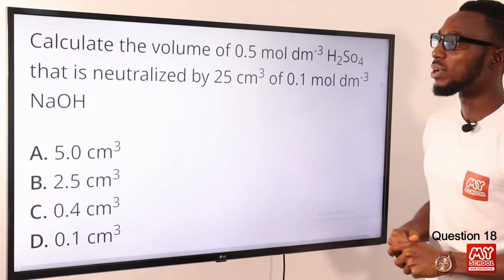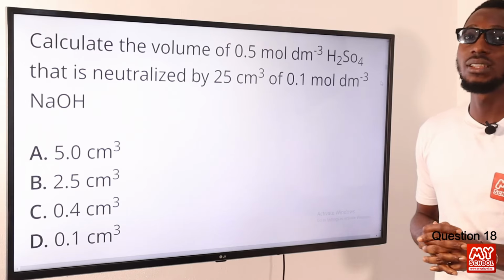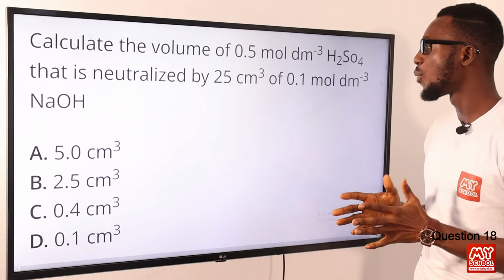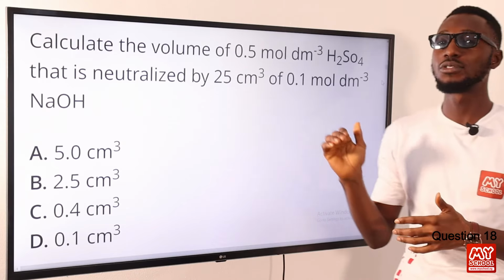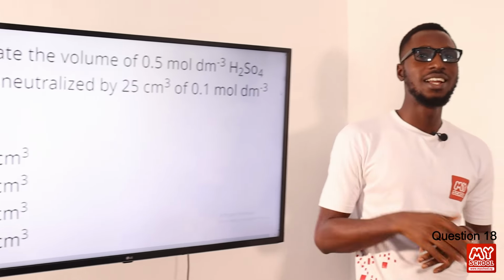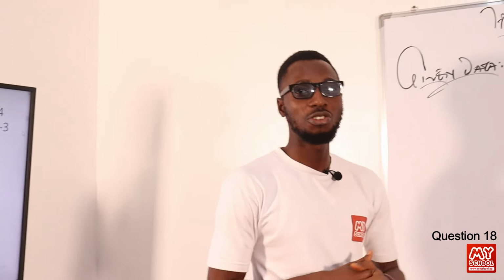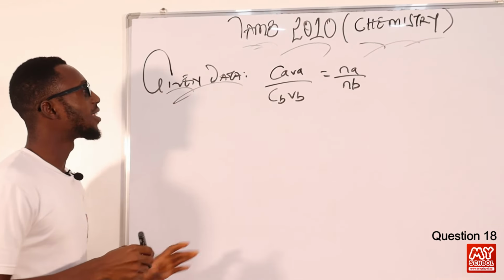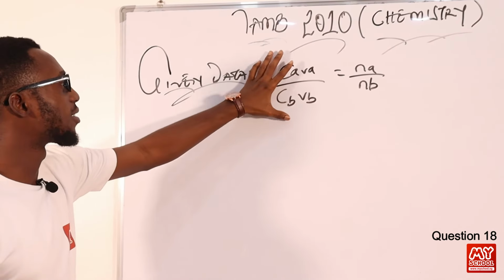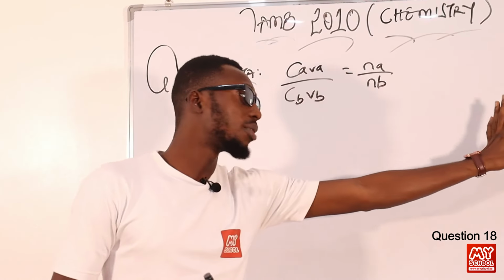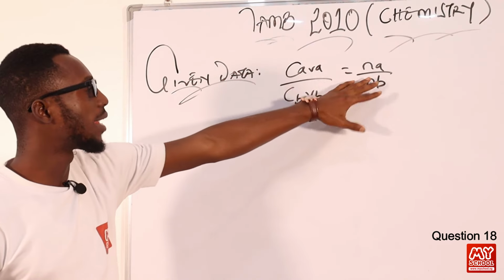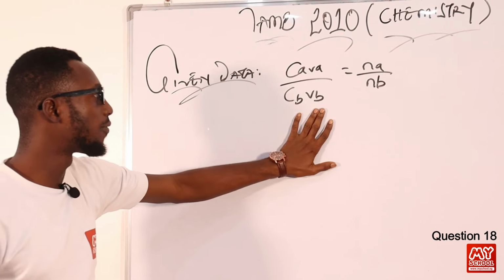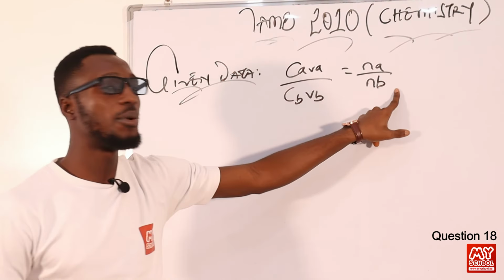Question 18. Calculate the volume of 0.5 mole per dm cube of H2SO4 that is neutralized by 25 cm cube of 0.1 mole per dm cube of sodium hydroxide. That's your caustic soda. This reminds me of titration. You know, you use your pipette, your burette, and the likes, and your funnel. So this is the formula: CAVA over CBVB equals NA over NB. So CA is the concentration of the acid, VA the volume of the acid, CB the concentration of the base, VB the volume of the base, NA the number of moles of acid, and NB the number of moles of base.